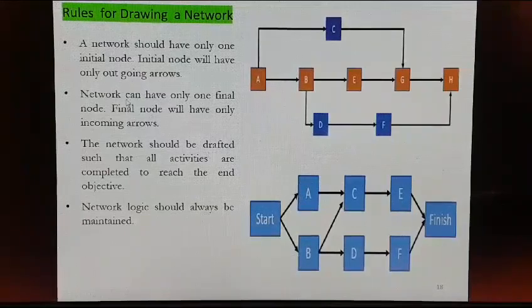Similarly, a network can have only one final node. So here you see, finish is the final node. In case this final node is not there in the network, two nodes will be there which represent two activities, E and F.